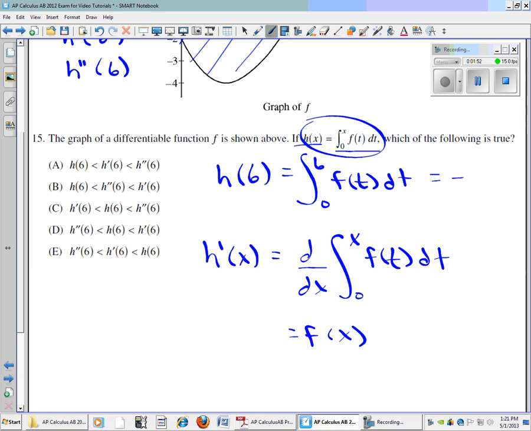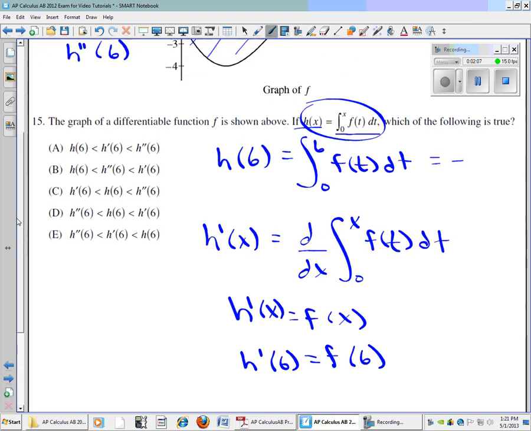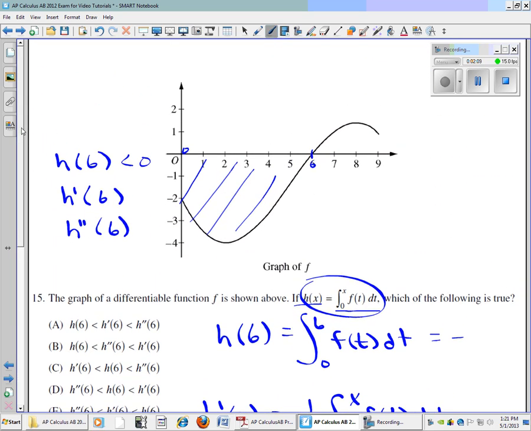So now, if that's the first derivative of h of x, then h prime of 6 would be equal to f of 6. And that's just the value of the function when x is 6. We notice it's 0. When x is 6, h prime of 6 is 0, equal to 0.